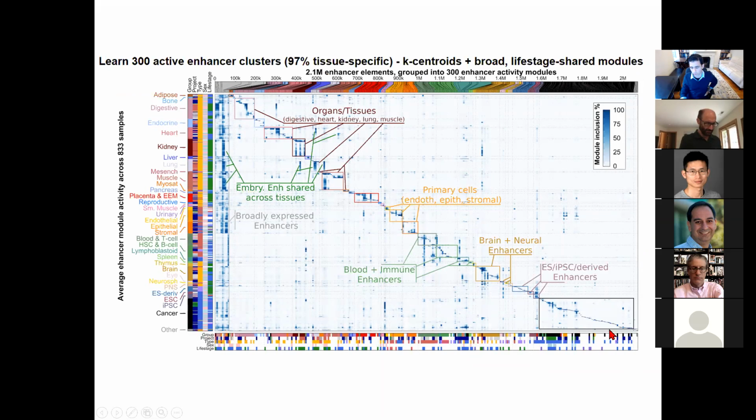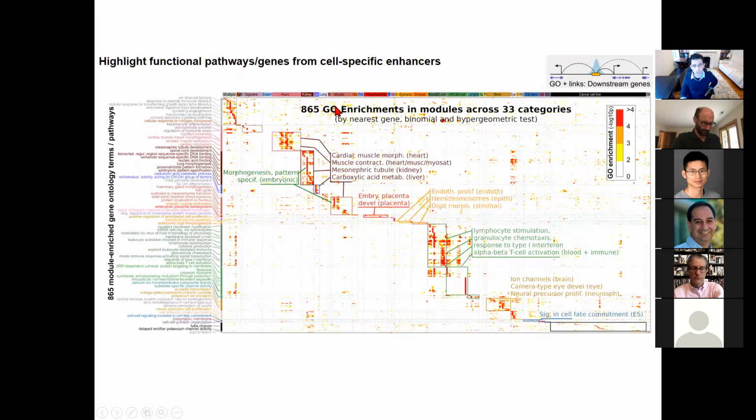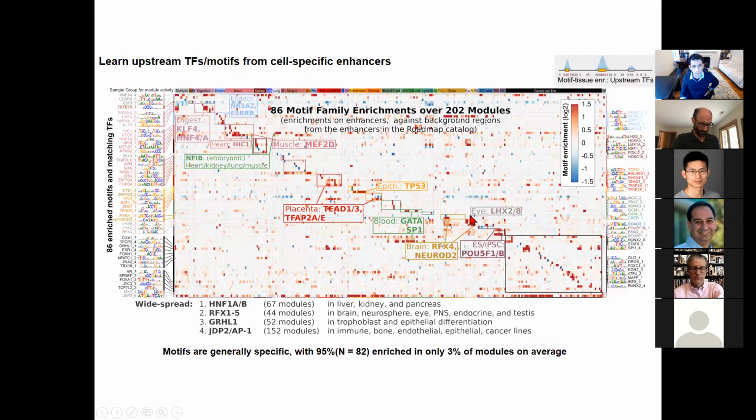So we now have these 300 modules, and they're enriched in specific processes, which actually makes a lot of sense. If you look at the gene ontology terms of nearby genes, you basically see a lot of enrichment for each of the tissues for those processes. If you look now upstream at who are the regulators that control them, you can use regulatory motifs to basically predict who are the upstream regulators for each of those modules.